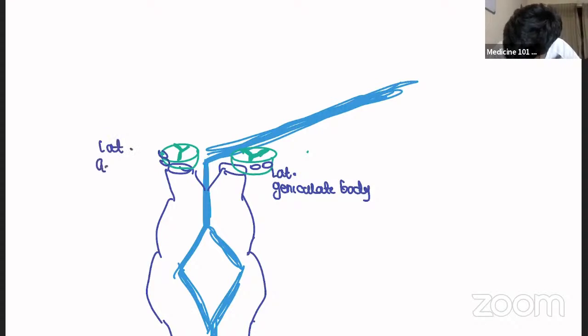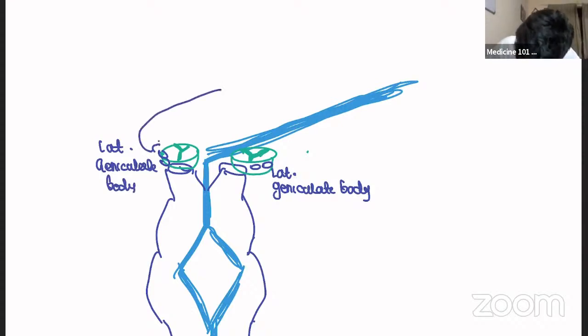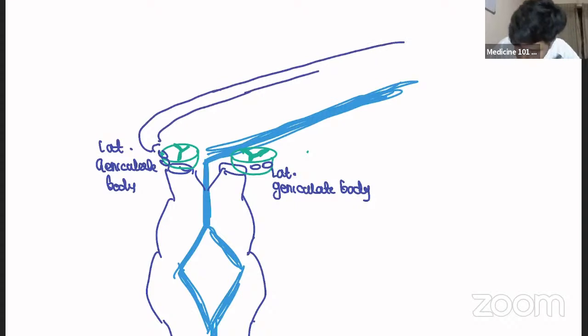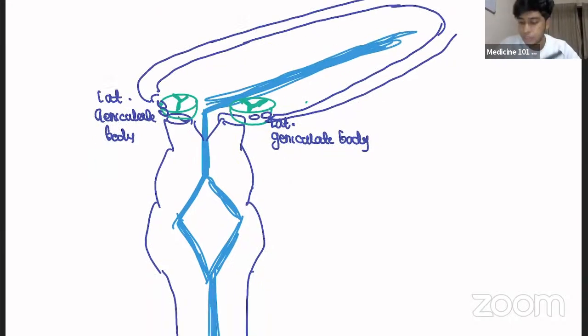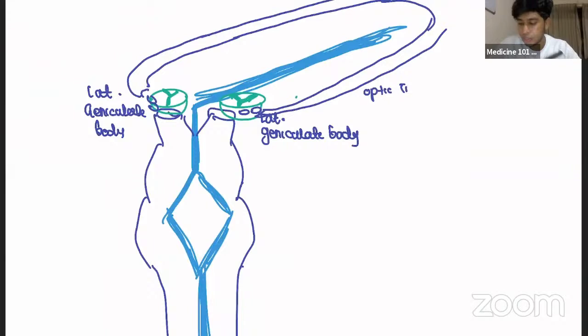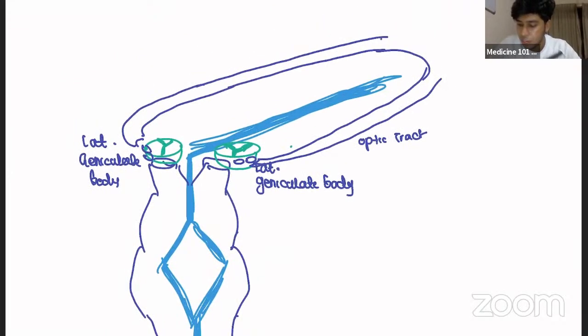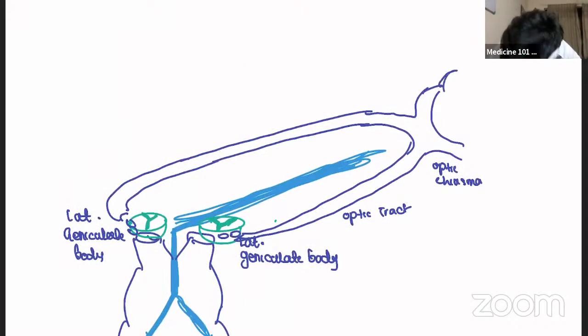Lateral geniculate body. And from there, you have these optic tracts, which end in the optic chiasma. Optic tracts, which join together at this optic chiasma. Optic chiasma. And this is where you get the eyeball, basically.